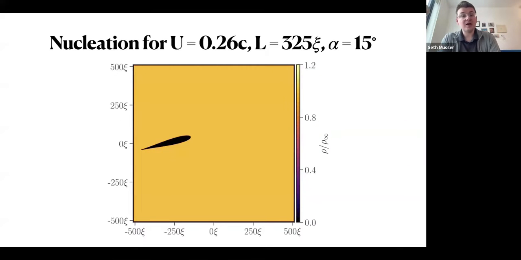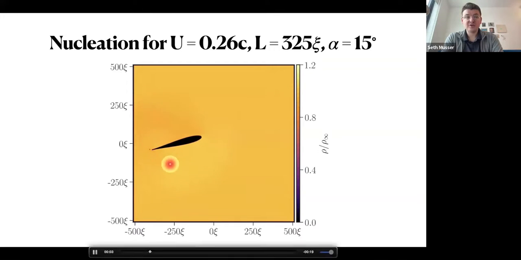So let me show a movie of a simulation that we performed. Here we were dragging the foil at 26% of the speed of sound in the superfluid, and its length was 325 healing lengths. And its angle of attack is 15 degrees. Okay, so as we start to drag this foil, we emit a small vortex, which you can see in the density field.